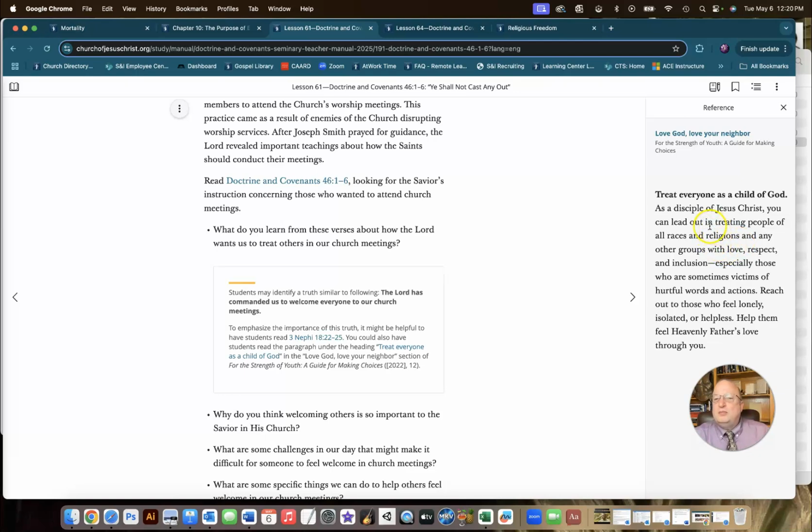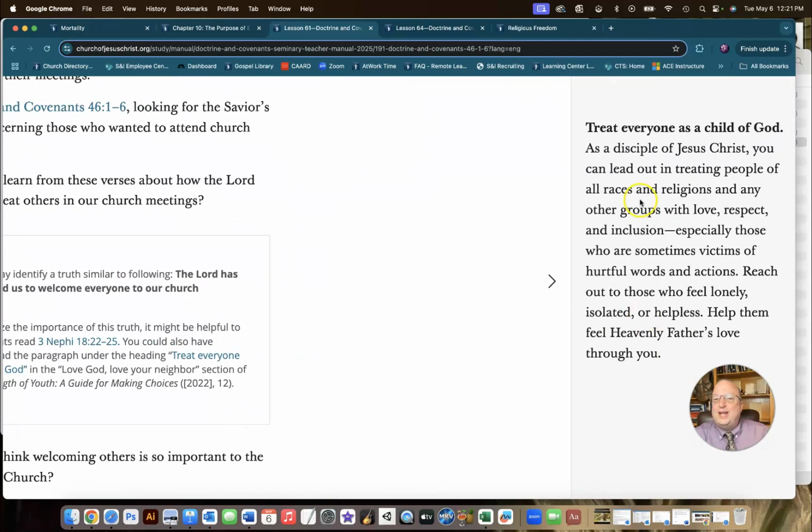Remembering this, as a disciple of Jesus Christ, you can lead out in treating people of all races, religions, and any other groups with love, respect, and inclusion, especially those who are sometimes left out.